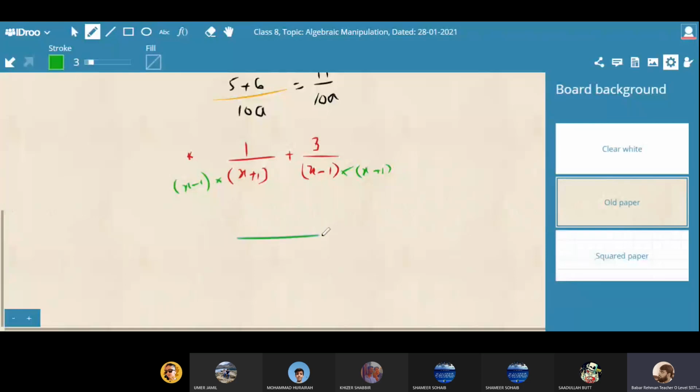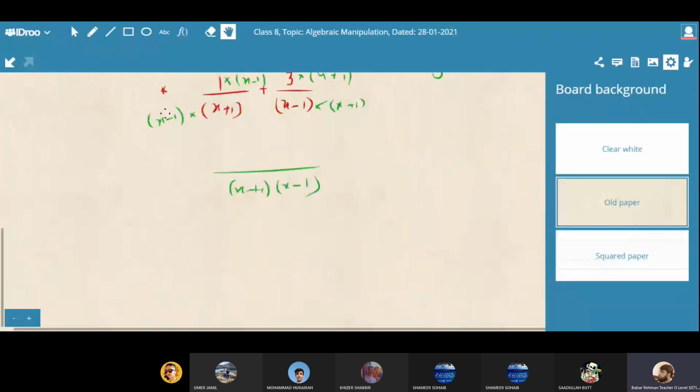So what is our LCM? What is our LCM? x plus 1 and x minus 1. I have written x minus 1 over here. So this will be multiplied by x minus 1, and this will be multiplied by x plus 1. I hope you are writing these key points in your notebooks. Students, these are the key points that I'm discussing to cover this exercise. Okay, are you getting my point?